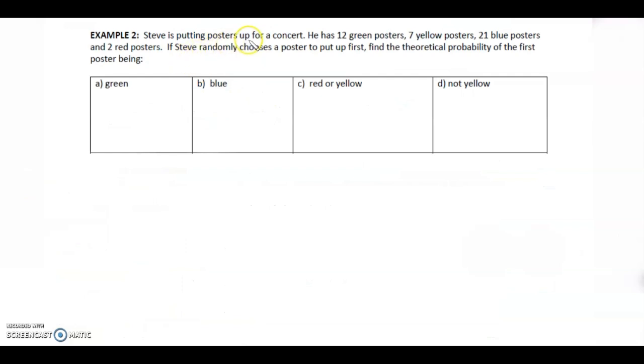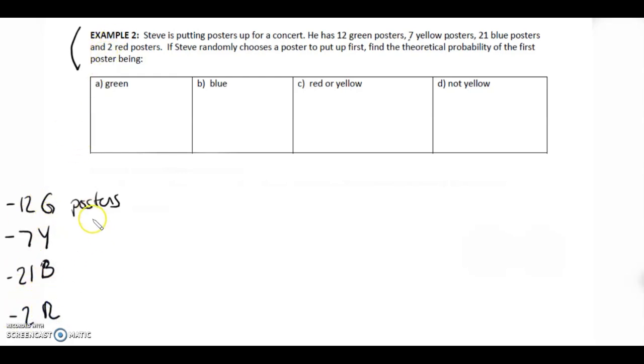Example 2, Steve is putting posters up for a concert. He has 12 green posters. Oh, by the way, when I see information given to me in paragraph form, I start listing. 12 green posters. We have 7 yellow, 21 blue. I didn't write out the full words, but that's okay. And then 2 red posters.